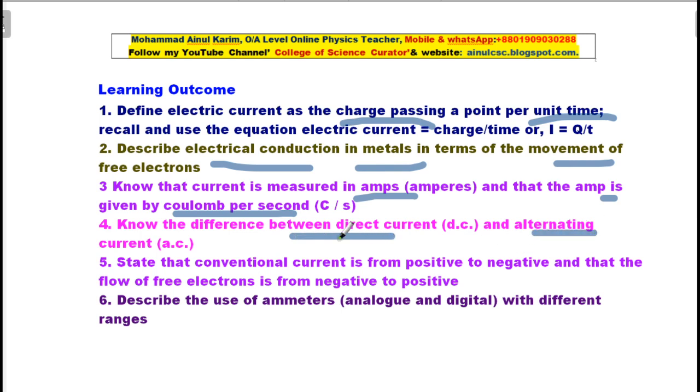and know the difference between direct current and alternating current, and state that the conventional current is from positive to negative and that the flow of electrons is from negative to positive. Then describe the use of ammeters, analog and digital, with the different scales. Those are the learning outcomes today.